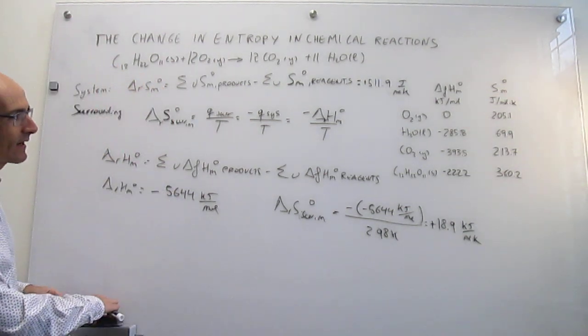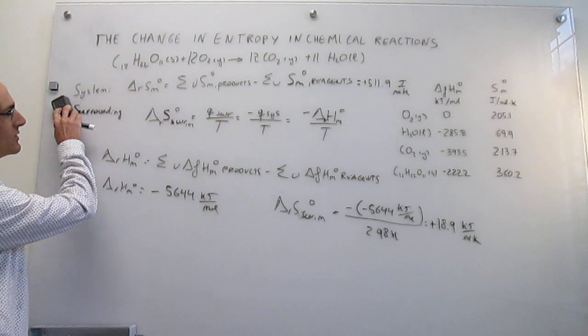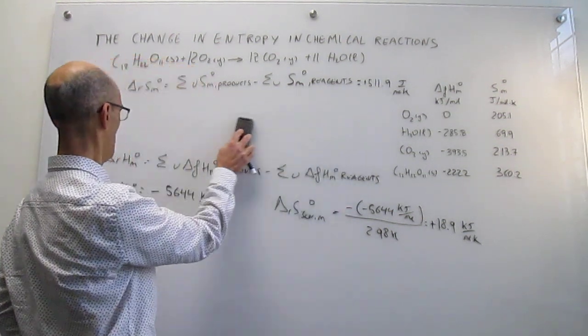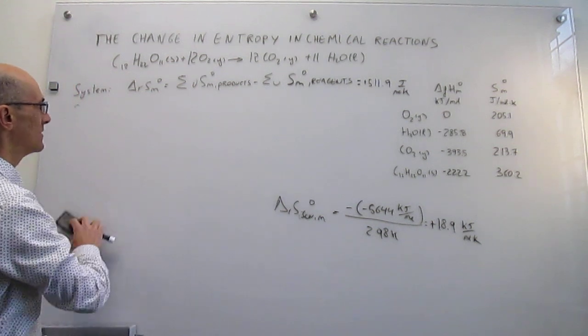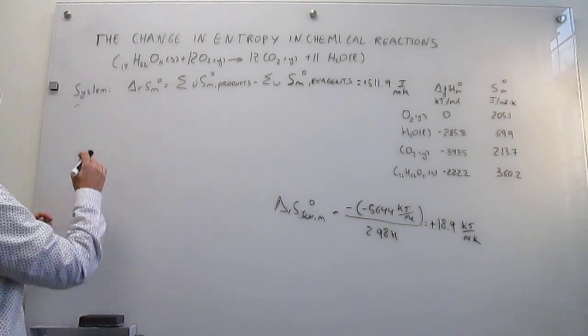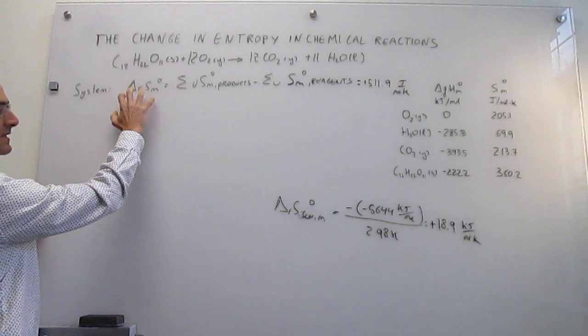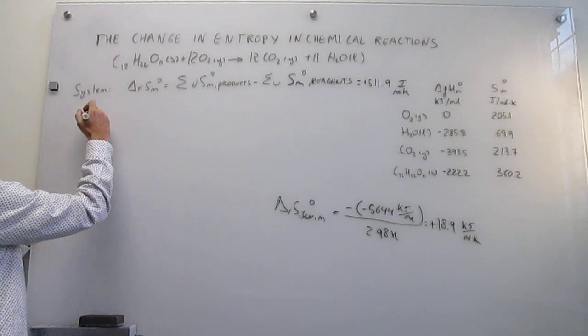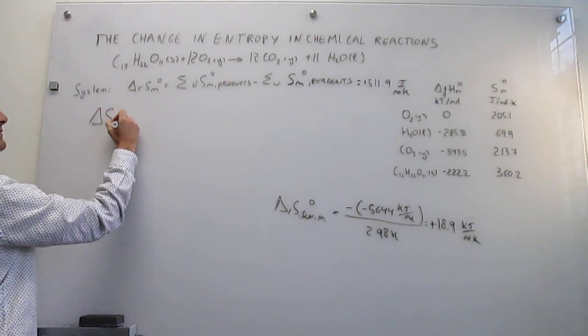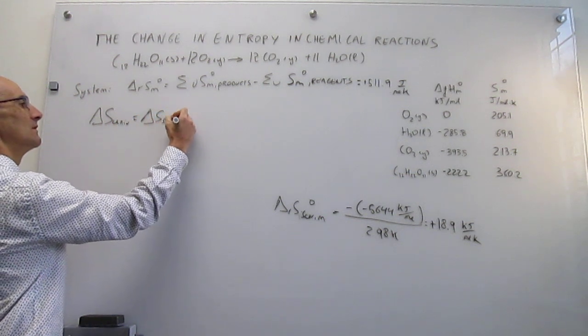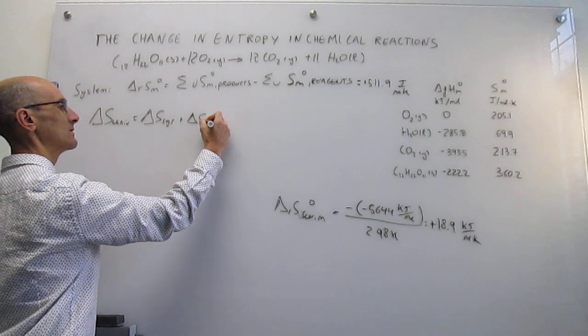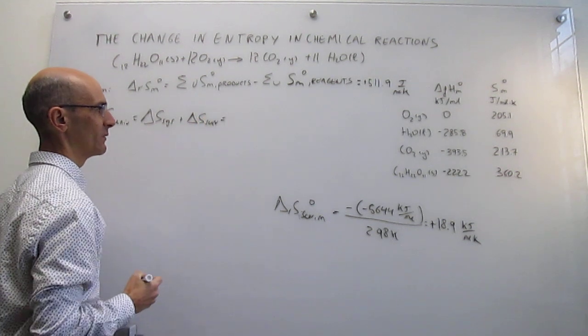Okay, so let's carry out that final calculation so that we can determine exactly how that works for this particular reaction. So we have here the two pieces, the system and the surroundings. So I'm going to just write here delta S of the universe is going to be equal to delta S of the system plus delta S of the surroundings. And again, we just put them together.